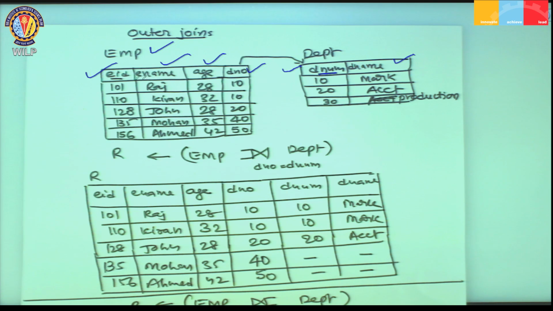Primary key is this one, here the primary key is employee ID. And DNO here in the employee table is a foreign key which refers to DNUM of the department table. And let us assume these tuples in each of the relations. In the employee table I have 5 tuples, in the department table I have 3 tuples. There are 3 departments, department number 10 marketing, 20 accounts, and then 30 production.